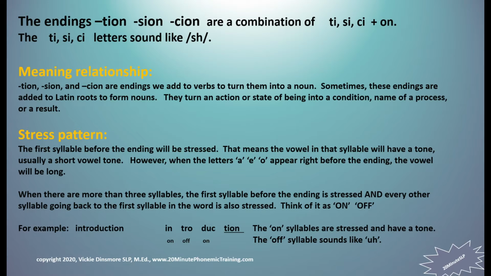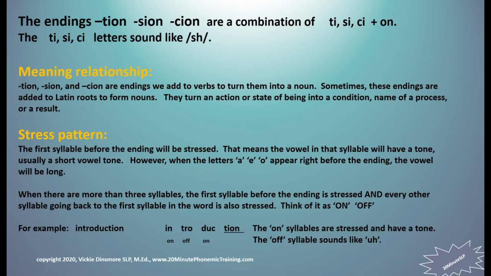The first syllable before the ending, shun, will be stressed. That means that the vowel in that syllable will have a tone, usually a short vowel tone. However, when the letters A, E, and O appear right before the ending, the vowel will be long. We'll get into that in another video soon.